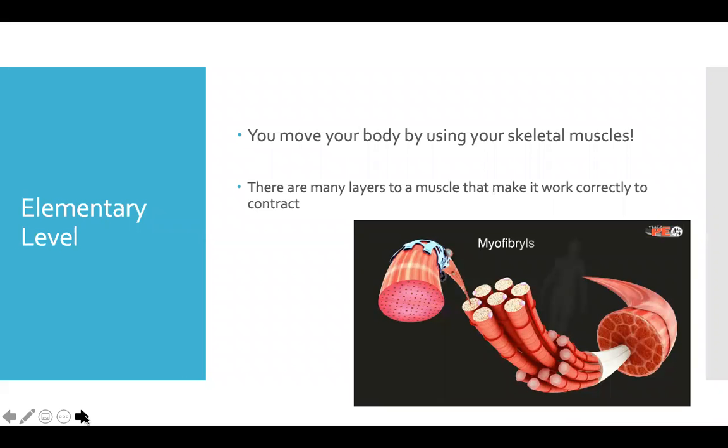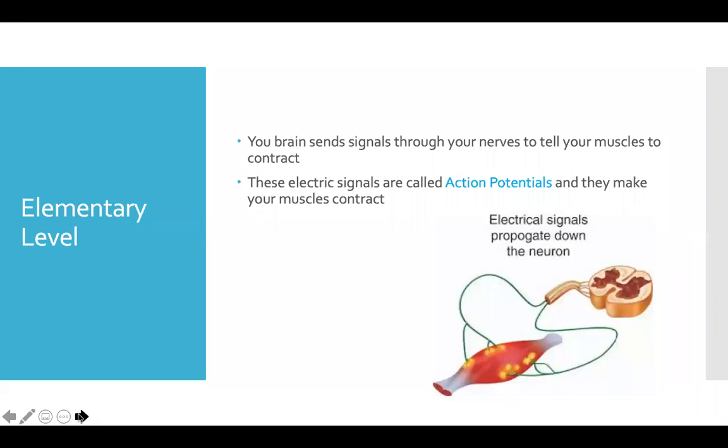For an elementary level, you move your body by using your skeletal muscles. There are many layers to these muscles that make them contract correctly. Your brain sends signals through your nerves to tell your muscles to contract. These electric signals are called action potentials, and these are what make your muscles contract.